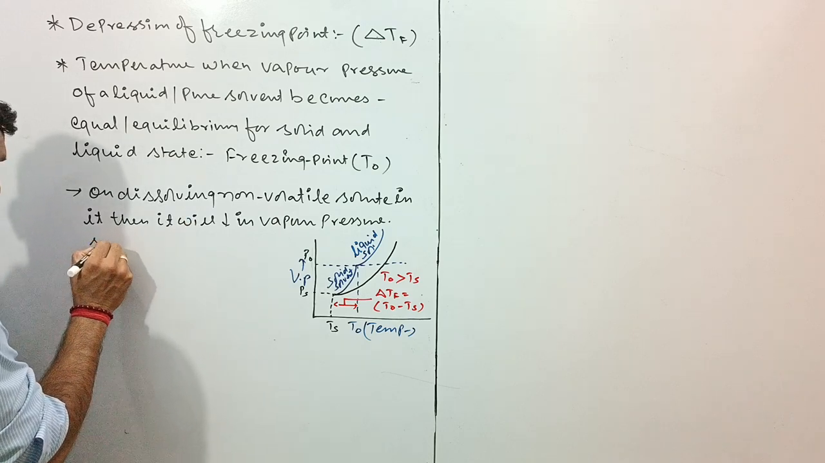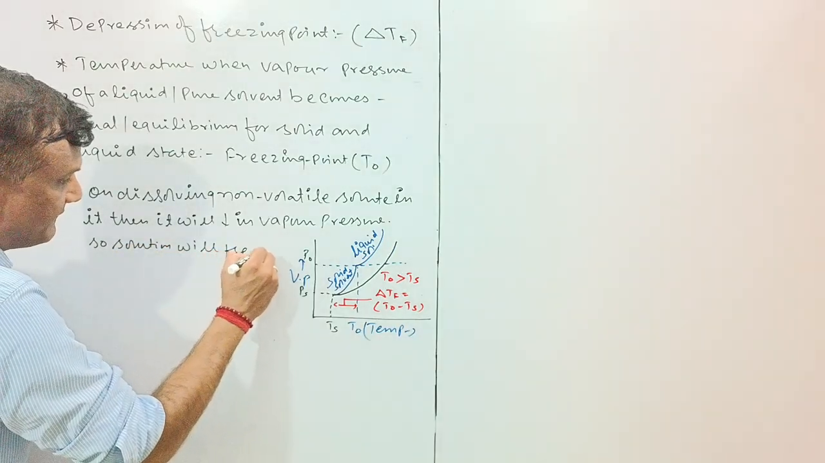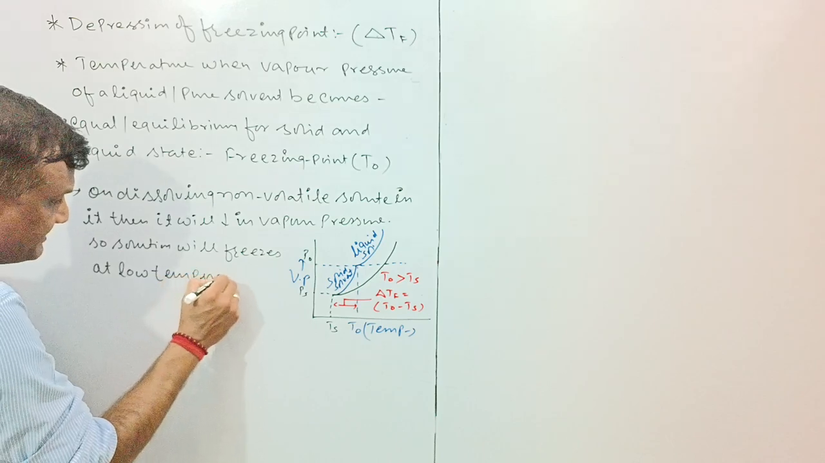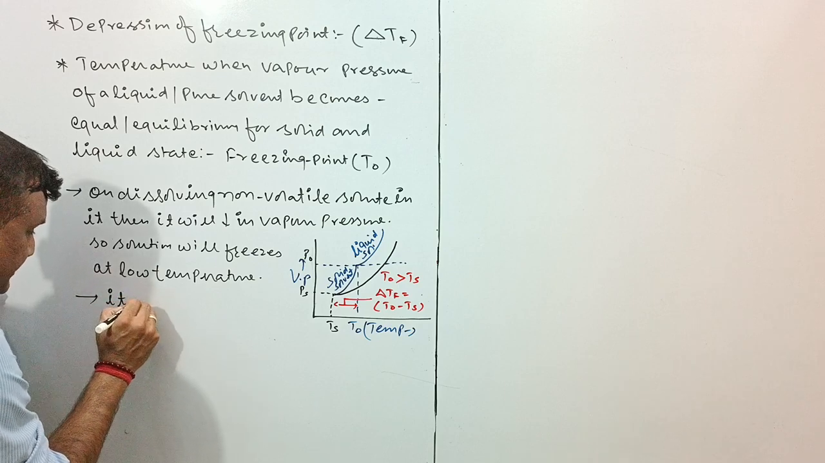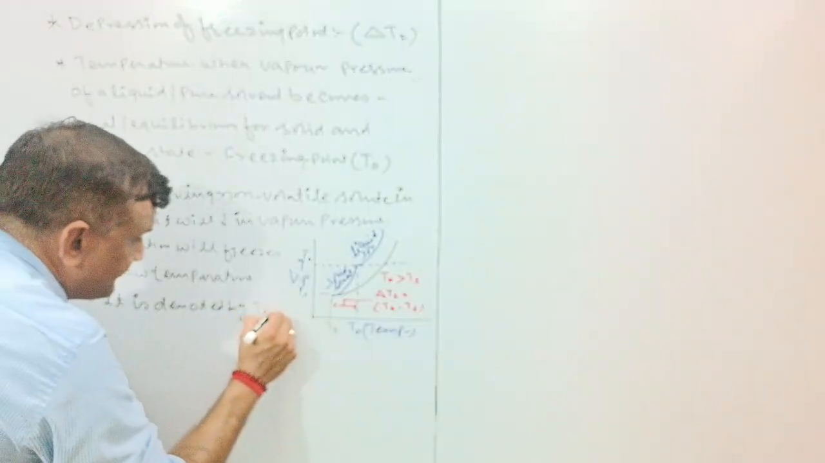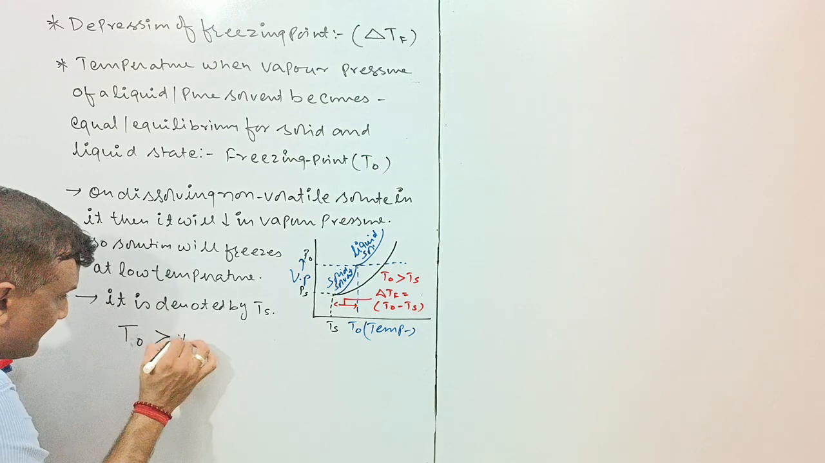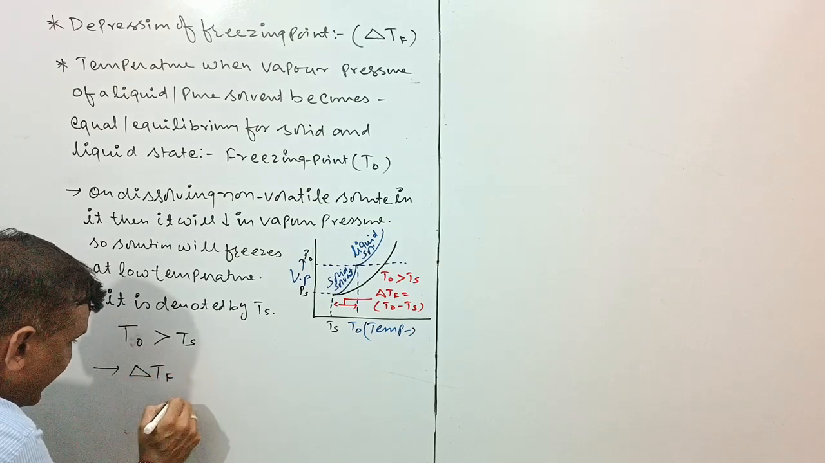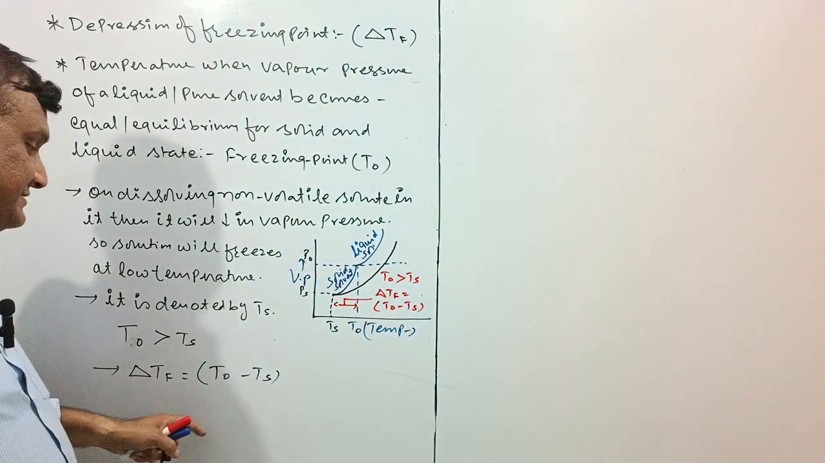So the solution will freeze at a low temperature. It is denoted as the freezing point of the solution, TS. So T naught is greater than TS, and this decrease in freezing point is called del TF, which is T naught minus TS. This was about the freezing point.